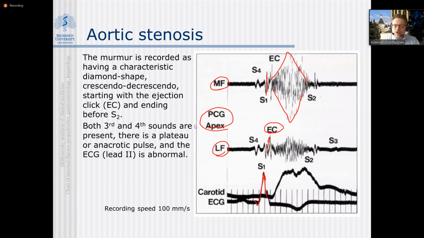At the apex, we should not pay much attention to S2. That is not the point for assessment of the second cardiac sound. Definitely it will decrease, but for that, you need to look at the aortic area. What will happen to the second heart sound there? And besides that, please pay attention to the presence of the third cardiac sound and the fourth cardiac sound.